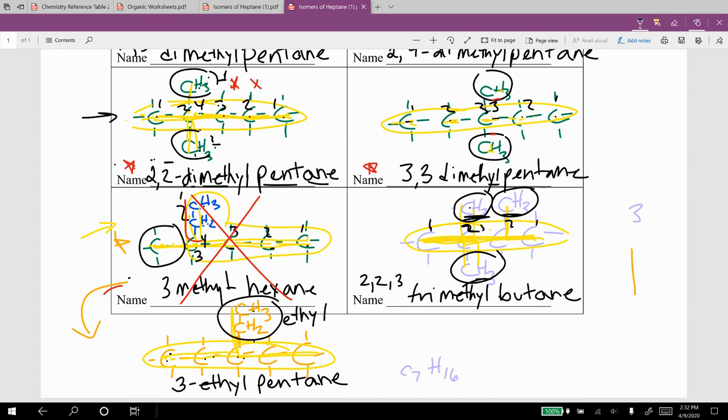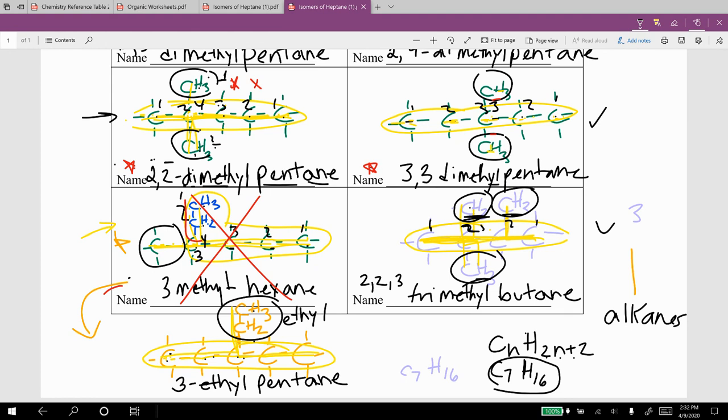Okay, so that wraps up our isomers. And remember, CnH2n+2. These are all alkanes. So if C is 7, the hydrogens are going to be 7 times 2, which is 14, plus 2 is 16. If I go back and count all the carbons and hydrogens, they all have the same molecular formula, but they all have different structures, different names, and different physical and chemical properties.